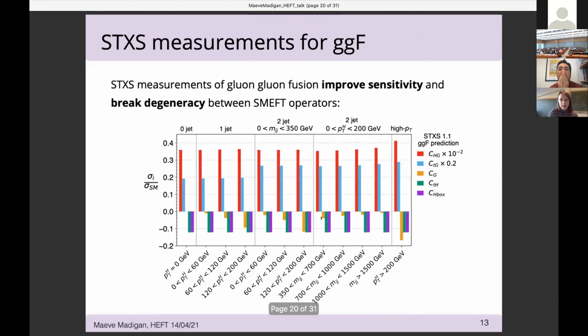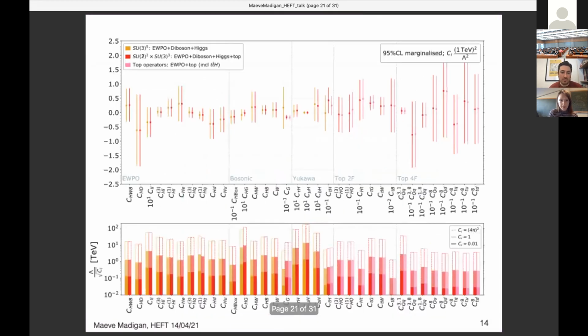So then moving to the full fit, the fit in red here is the full 34 operators under that top specific flavor scenario and fit using the 4 different categories of data, the Electroweak, Diboson, Higgs, and Top. And again, these are the marginalized results, so allowing all of these operators to vary simultaneously in the fit. Down here, we're interpreting this fit instead in terms of sensitivity, so the scale to which we're sensitive. And this is shown in 3 different scenarios, either Wilson coefficient equal to 1 or a strongly and weakly coupled 4 pi squared or 0.01. So this leads to these 3 different heights of the histograms.